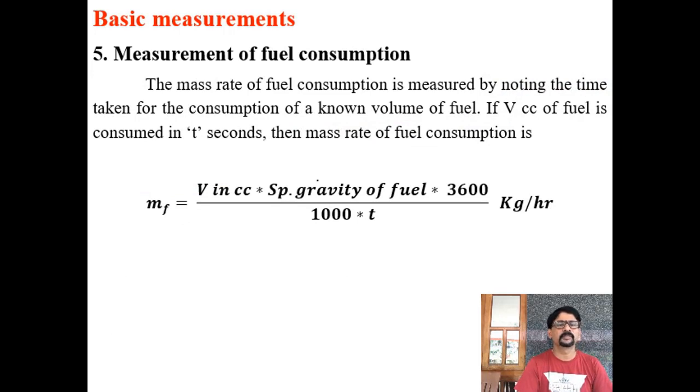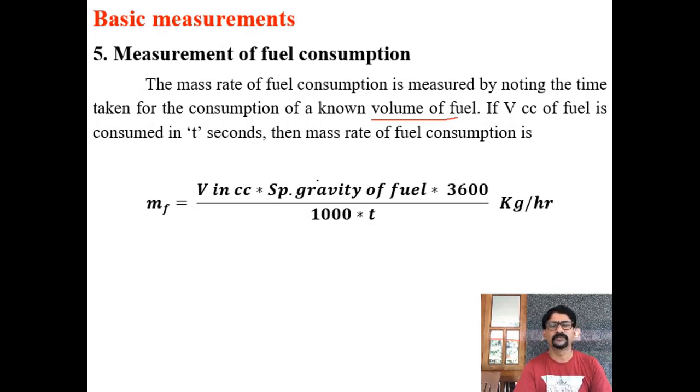Next is the measurement of fuel consumption. The mass rate of fuel consumption is measured by noting the time taken for the consumption of the known volume of fuel. So you have to use a burette arrangement for this. You have to cut off the fuel supply from the tank and allow the fuel to flow from the burette to the engine. Note down the time taken for the known volume of the fuel.